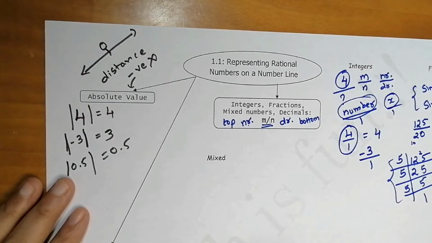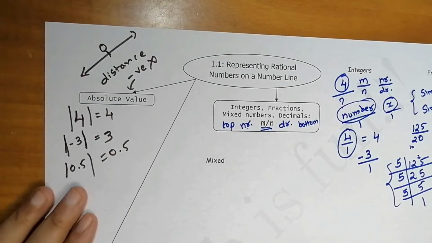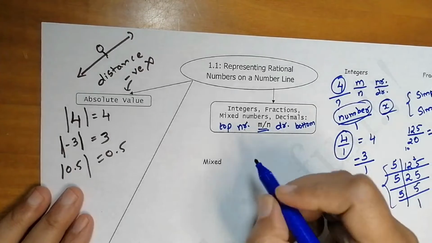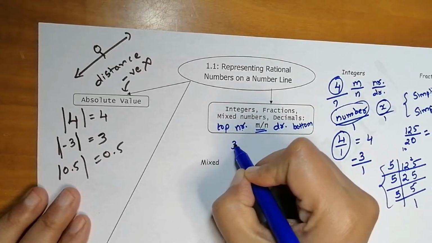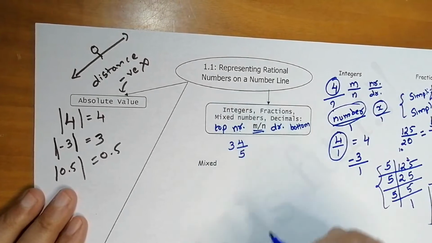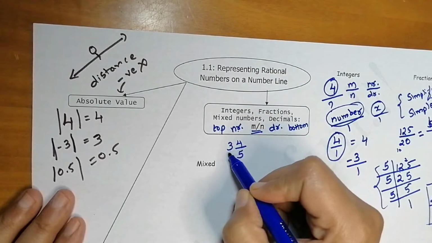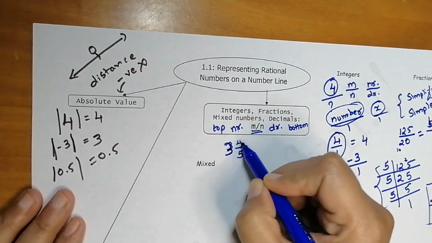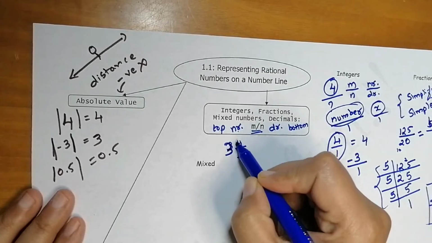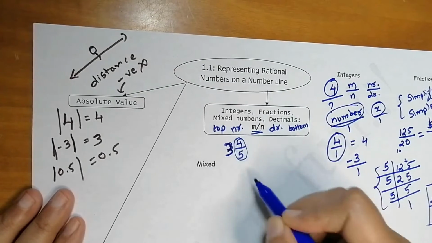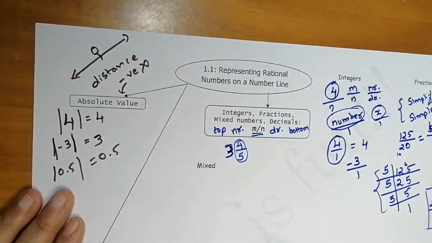Next is mixed numbers. What are mixed numbers and how do we solve them? So let's take another example. 3, 4 over 5. Okay, so this is not 34. This is 3 and then 4 over 5. So basically this is just a fraction format and this is just an integer here, right? But we write this as a mixed fraction and this is how you write it.